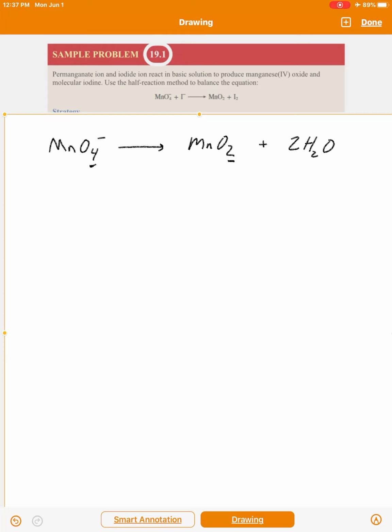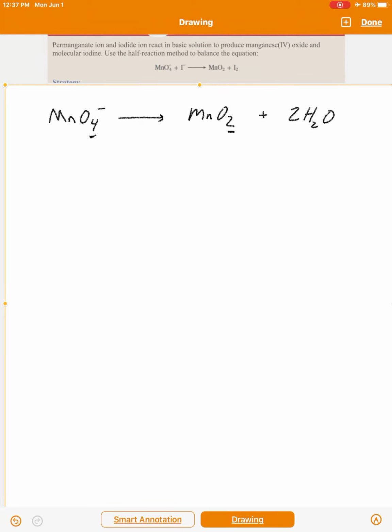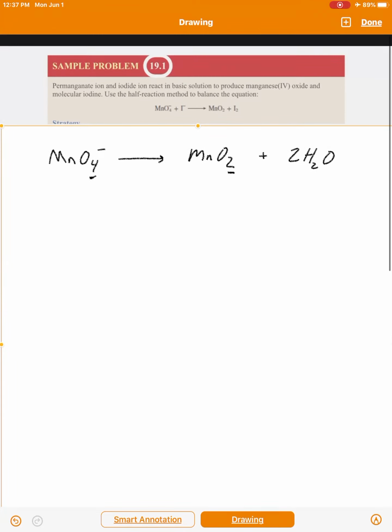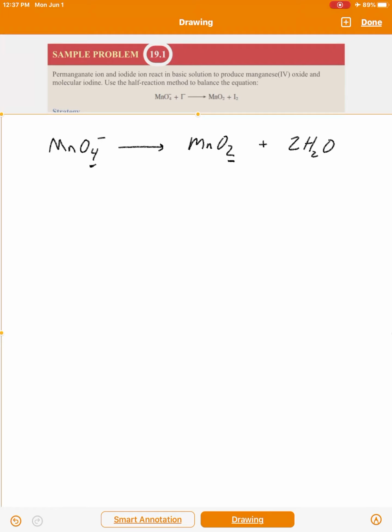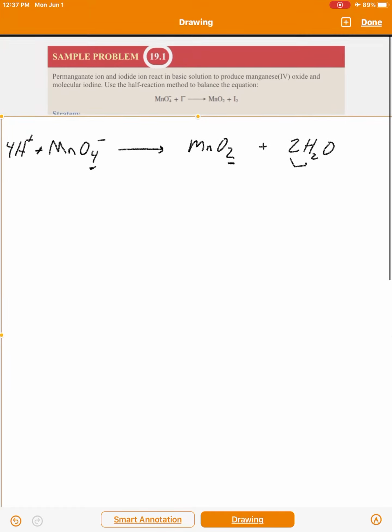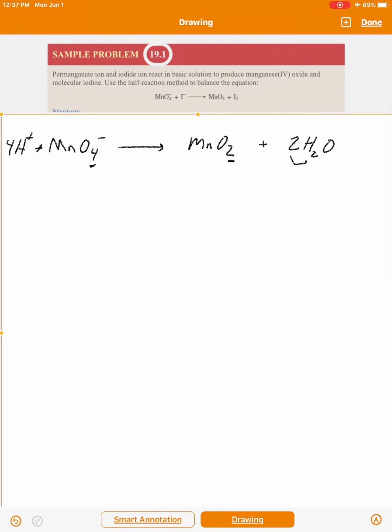Then we balance the hydrogens. And there are 4 hydrogens on the product side. So we need 4 hydrogens on the reactant side. Okay? Again, we're going to use hydrogen ions. This is in water. The hydrogen ion dissolves in water. H2, which you might think of using, won't work because it does not dissolve into water. Okay? So 4H plus, MnO4 minus.